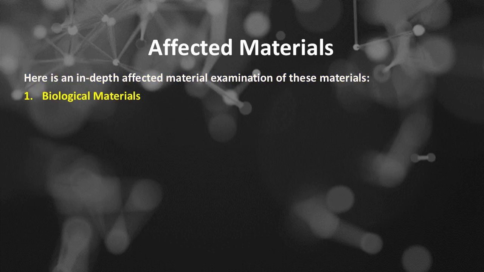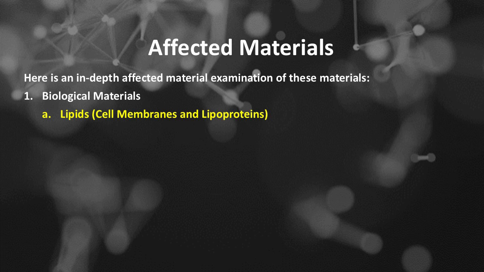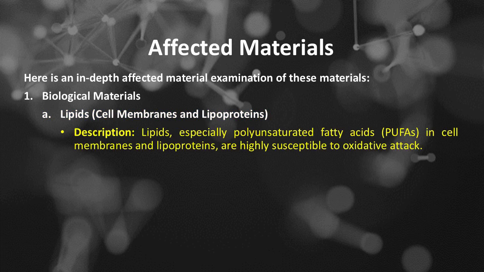Number 1 is biological materials. Number A of biological materials is lipids, cell membranes and lipoproteins. Description: lipids, especially polyunsaturated fatty acids or PUFAs in cell membranes and lipoproteins, are highly susceptible to oxidative attack.